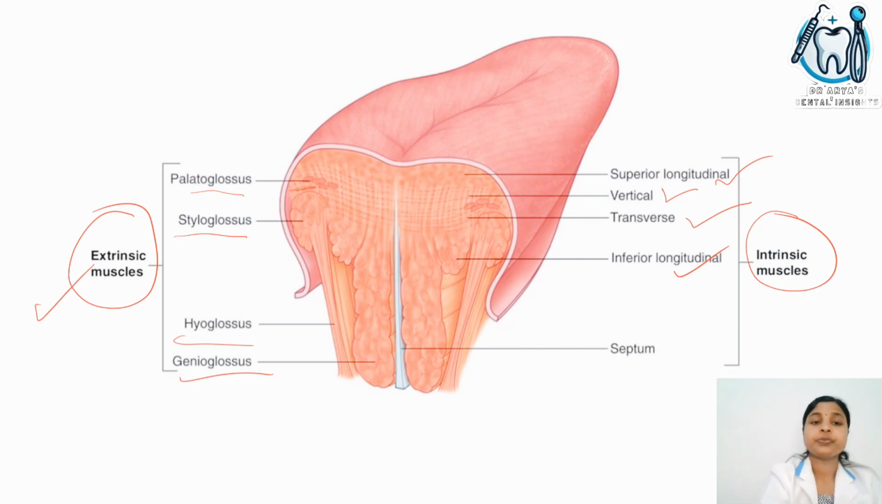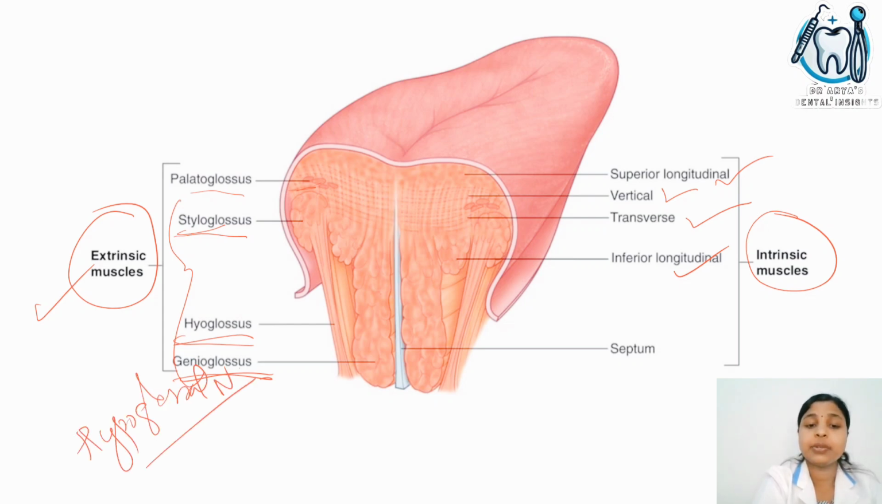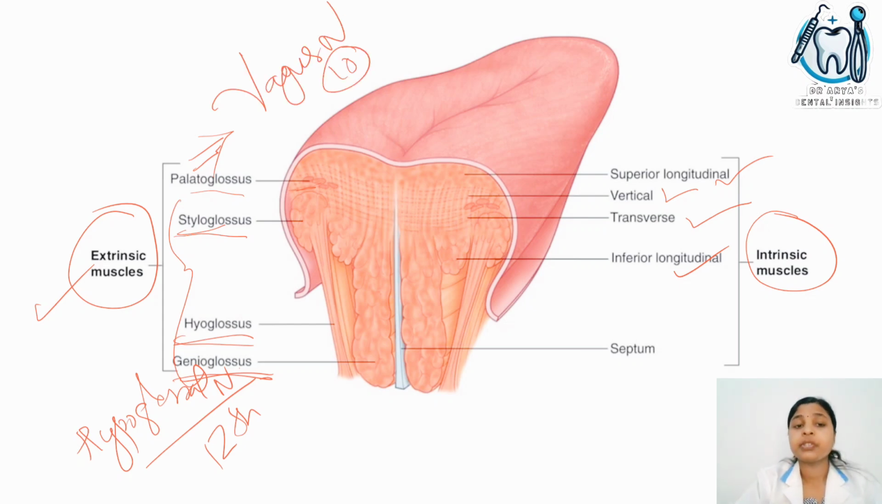Okay, so the muscles styloglossus, hyoglossus and genioglossus are supplied by the hypoglossal nerve. Which one is the hypoglossal nerve? The 12th cranial nerve is the hypoglossal. But palatoglossus is supplied by the vagus nerve. Which one is that? The 10th cranial nerve. So all the muscles of the tongue are supplied by the hypoglossal nerve except palatoglossus, which is supplied by the vagus, the 10th cranial nerve.